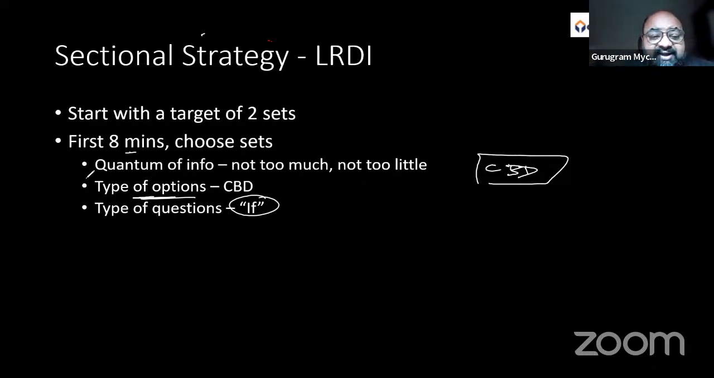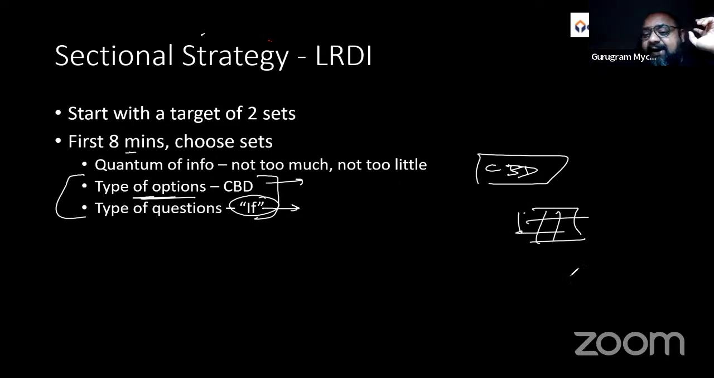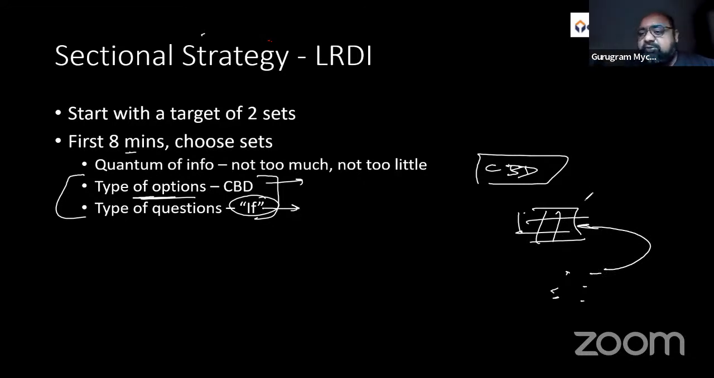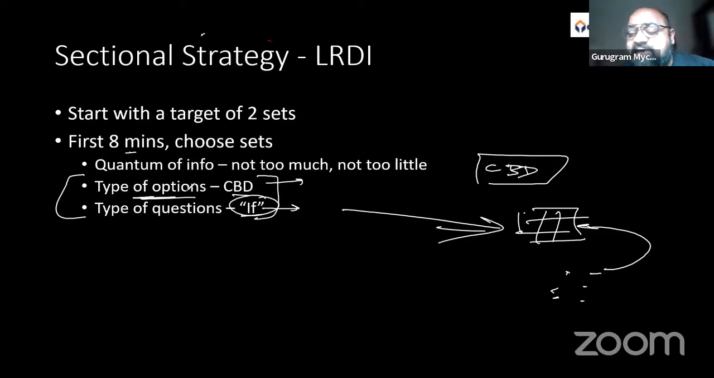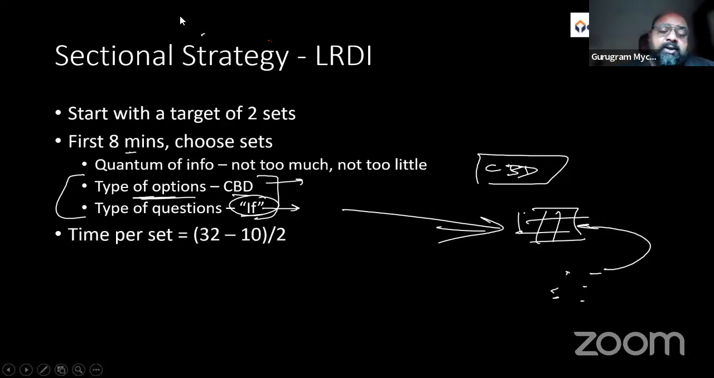Also, if there are questions where the question is an if question and the options are cannot be determined, what you also cannot do is reverse engineer. If there is a set which is deterministic and I have options which are values, I can always put the value and try to reverse calculate and solve the question. But in this case, even this is not possible. So choose this kind of a set only when you are sure of what you are doing.